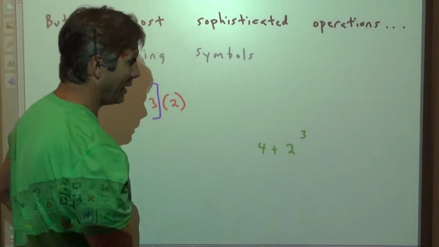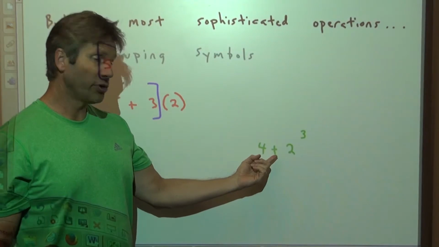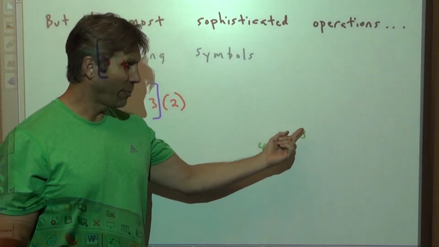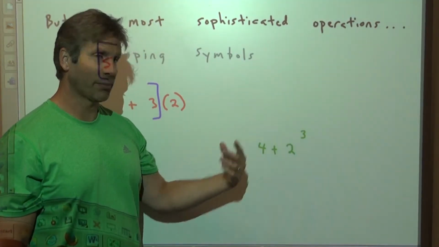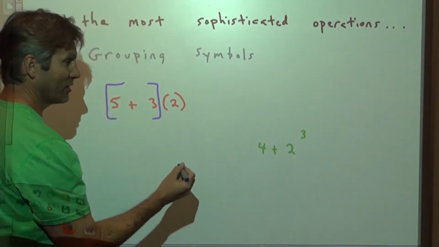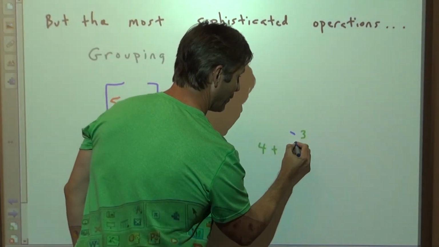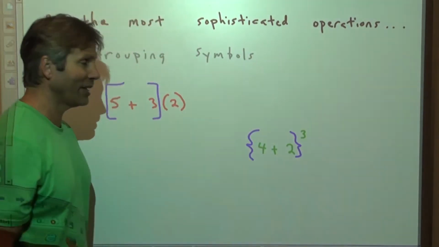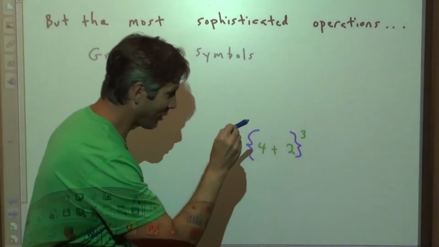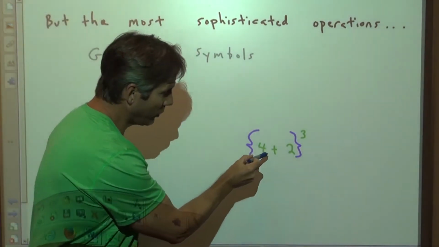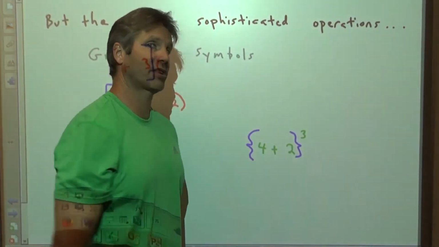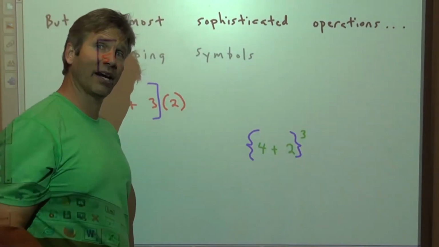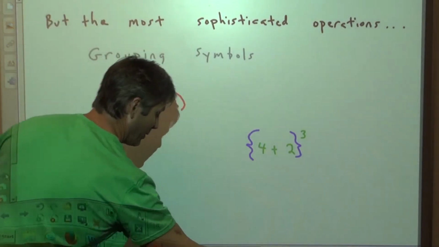Take a look at this guy right here. Right now, what would you do first? Addition or the power? Well, the answer is you should take the power first, unless somebody walks in with some sort of a grouping symbol, like let's say a brace, and now the grouping symbol forced you to do addition before you took the power. So the most sophisticated operations are the grouping symbols.